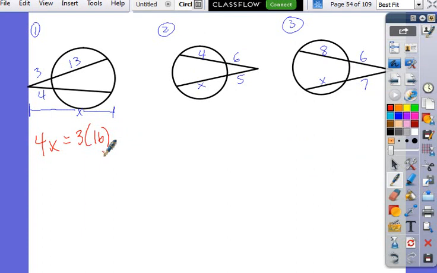Okay, 5x equals 6, and there's one more. 5, 6, 4. Outside times the whole thing would be 5 times x plus 5. And then the outside times the whole thing would be 6 times 10. Wait, what? Oh, outside, I'm sorry. Outside is 5. Whole thing is x plus 5. Outside is 6. The whole thing is 4 plus 6.